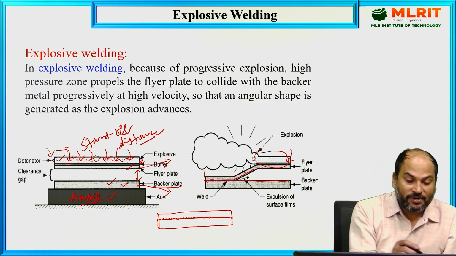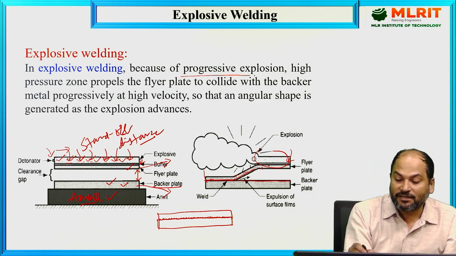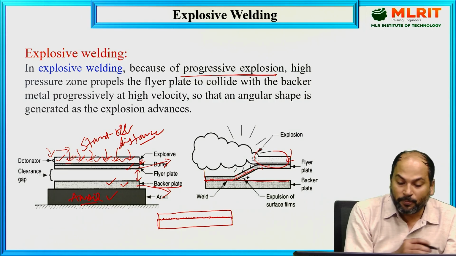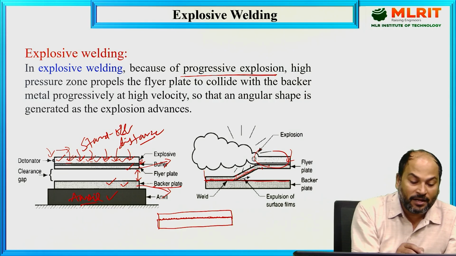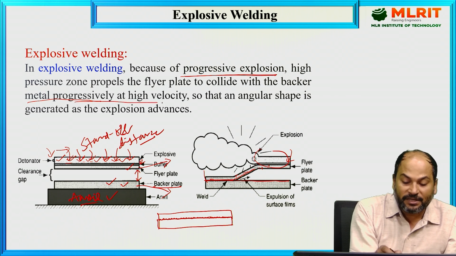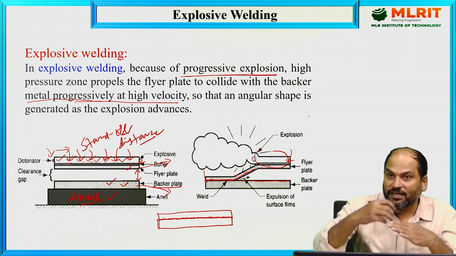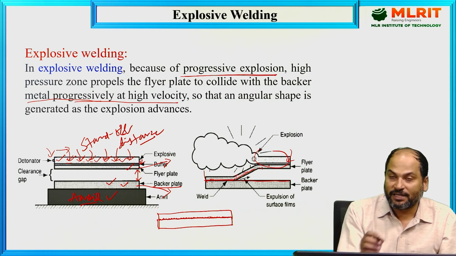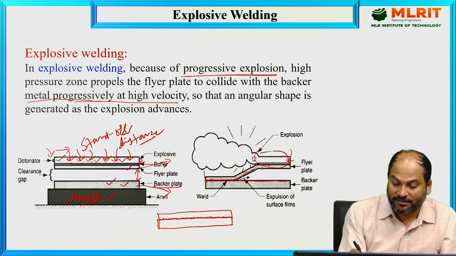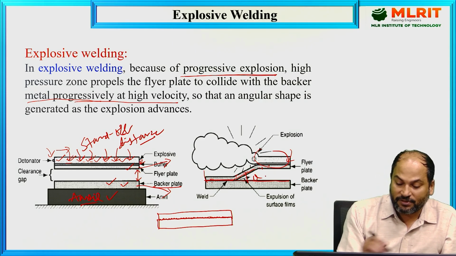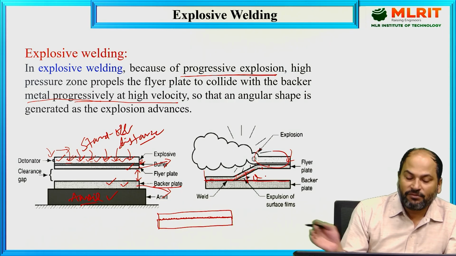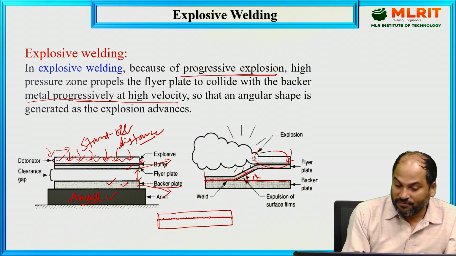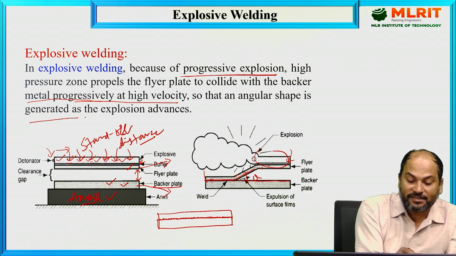So what is explosive welding? Because of the progressive explosion, as I told, the high pressure zone propels the flare plate to collide with the backer metal progressively at high velocity, so that an angular shape is created as it progressively moves from one end to another. This angular shape is created. You can see, if you write this as theta, this angular shape will be created, but it takes very little time. So immediately it will be joined. Advantage generated as an explosion advantage.